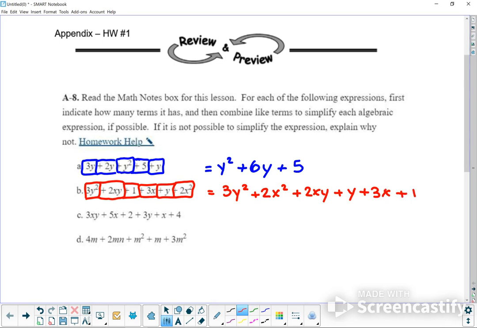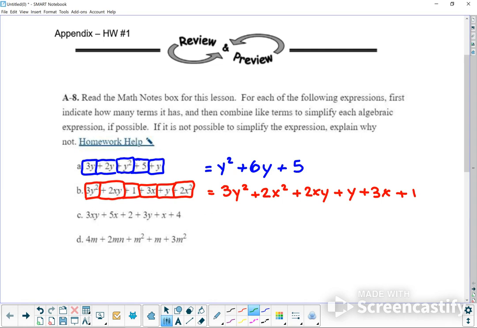Okay, anything with just plain old numbers. So in fact, this actually cannot be simplified, right? Because everything that I went through, there was only one of each term. So it cannot be simplified further because there's only one of each term. And that's how you explain it. Right? There's no like terms.